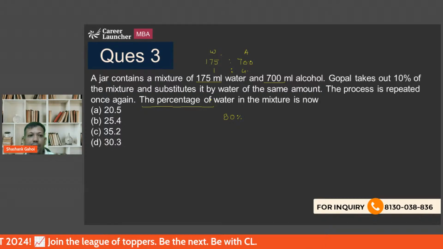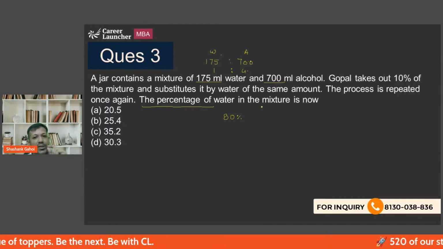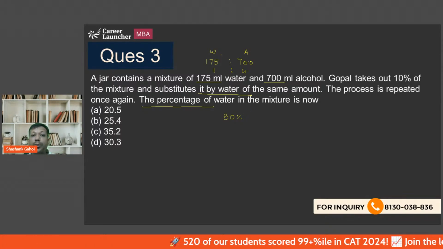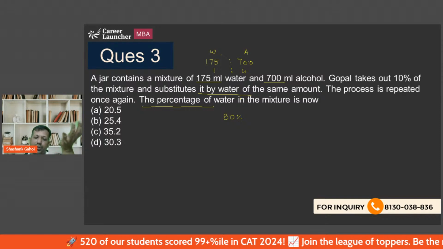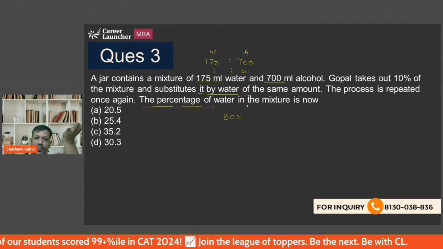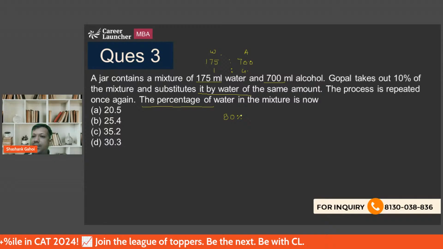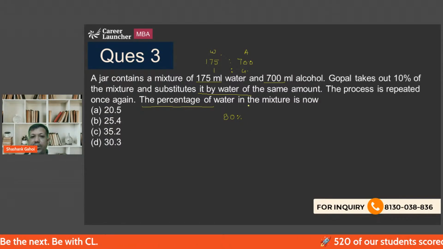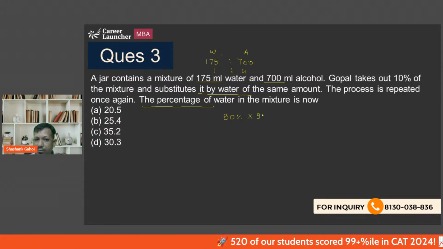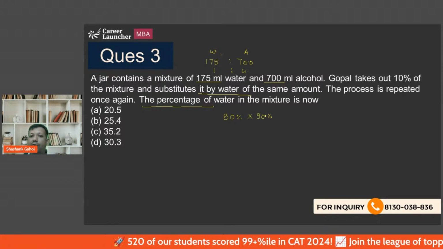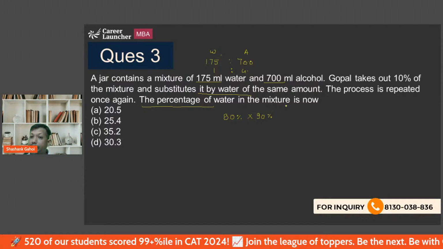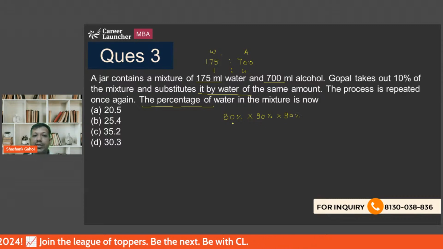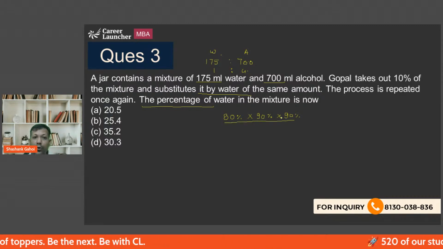Now Gopal takes out 10% of the mixture. So when Gopal is taking out 10% of the mixture, it means alcohol is being substituted by water. When he takes out 10% of the solution, it means alcohol decreases by 10%, but then he is adding water. So the alcohol that is left is 90%. Then he is adding water, so alcohol is not increasing. The process is repeated once again, so that is again going to be 90%. So this is the final percentage of alcohol.